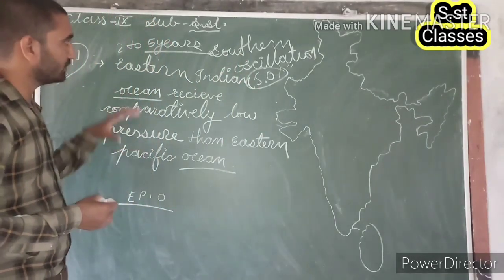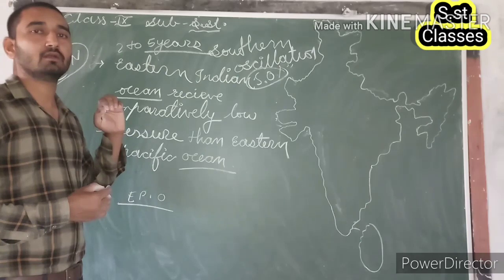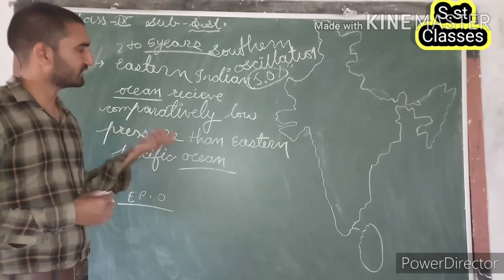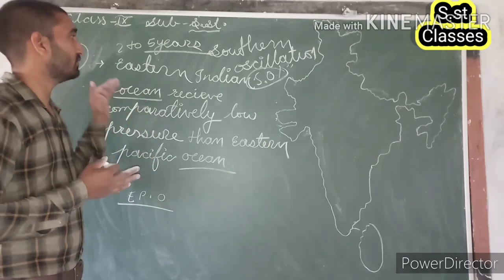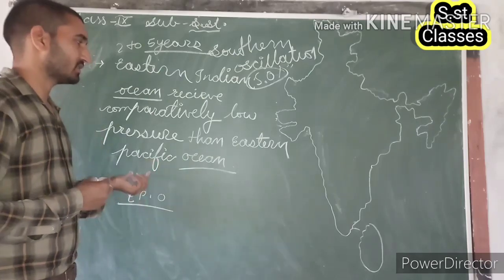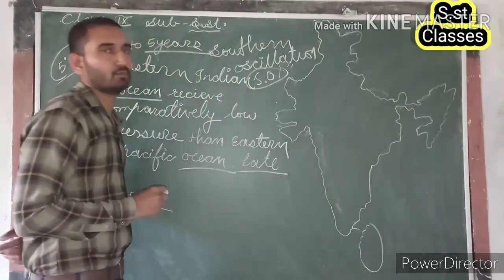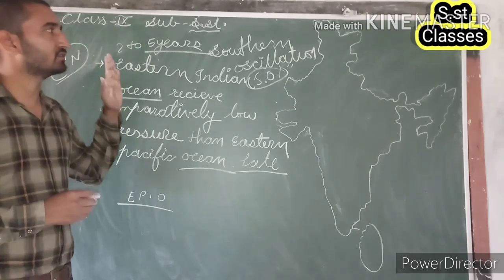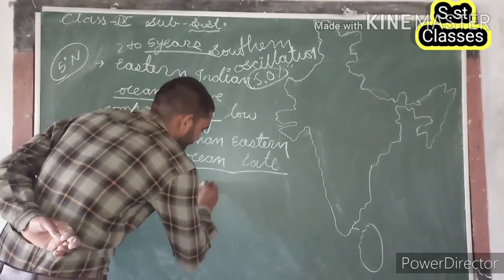And the difference between the pressure zones is generally calculated for predicting the monsoon. Means if the difference between the pressure of the Eastern Indian Ocean and the Eastern Pacific Ocean is negative, it will result in a late monsoon in India. And one major impact related to the Southern Oscillation is El Nino.